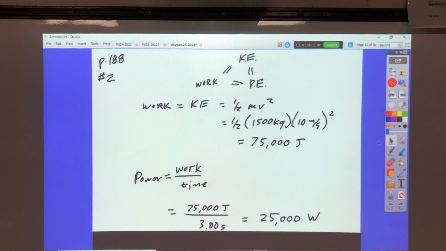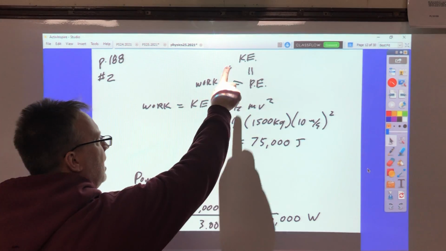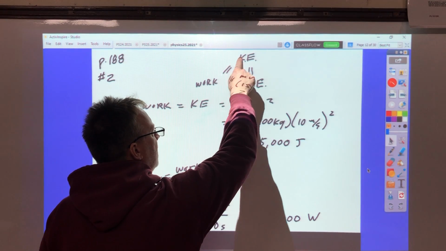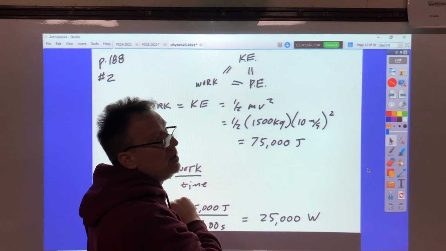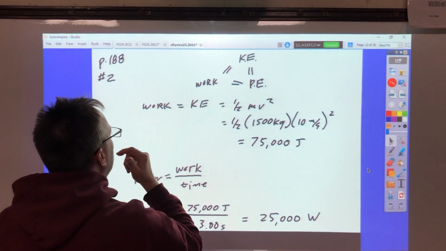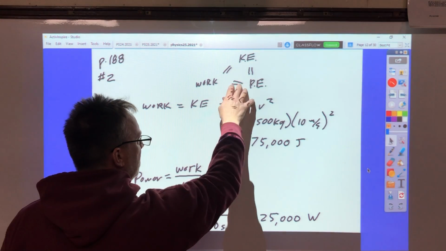Okay, well, number 2, I've got this little diagram. Work equals change in kinetic energy plus change in potential energy. If there's no friction, and we can even account for friction using this, this is the work energy principle.